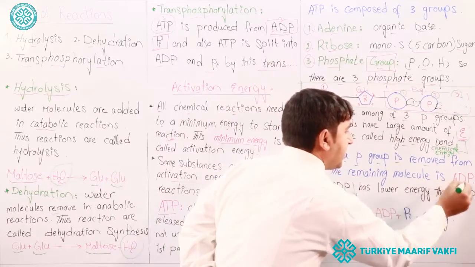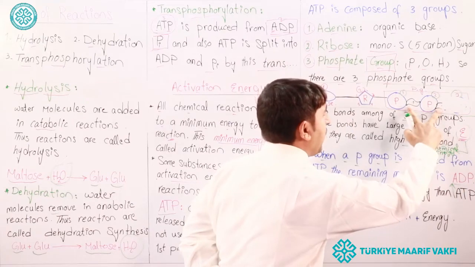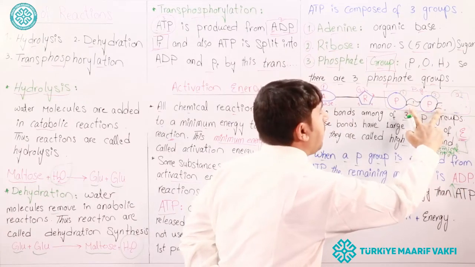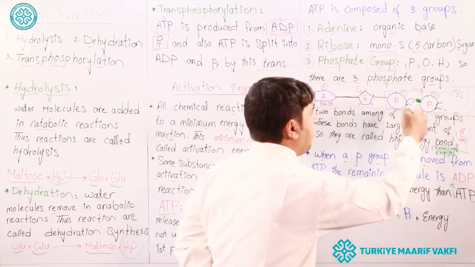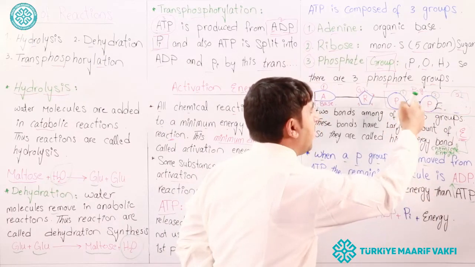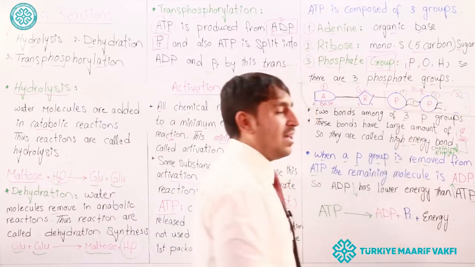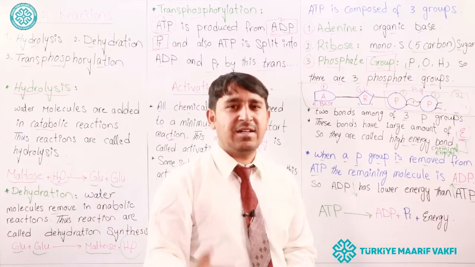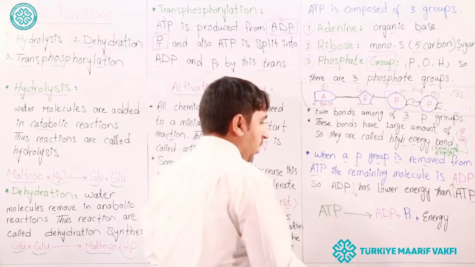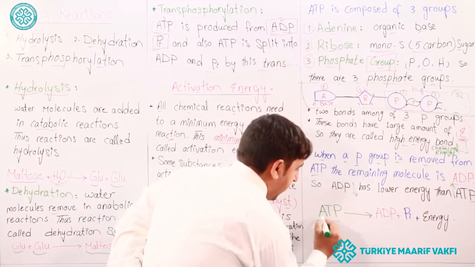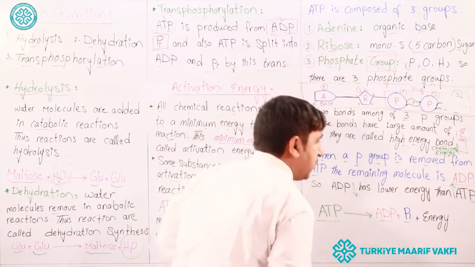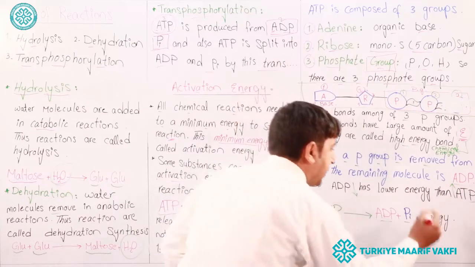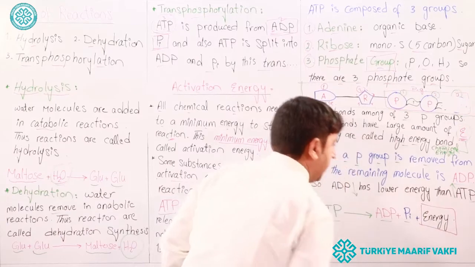Why? Because there are 2 bonds between the phosphate groups in the ATP, but in ADP we have just 1 bond, and this 1 bond has lower energy than ATP. So here we can see that ATP is splitting into ADP and 1 phosphate group. After that we can get some chemical energy.